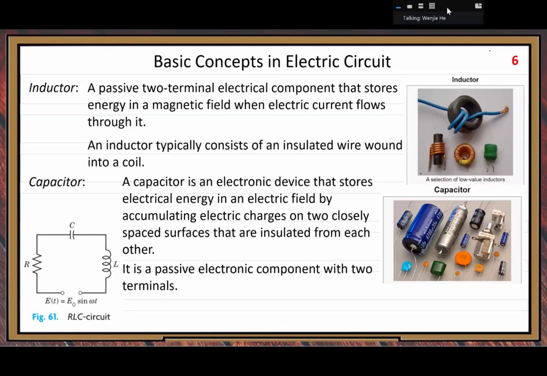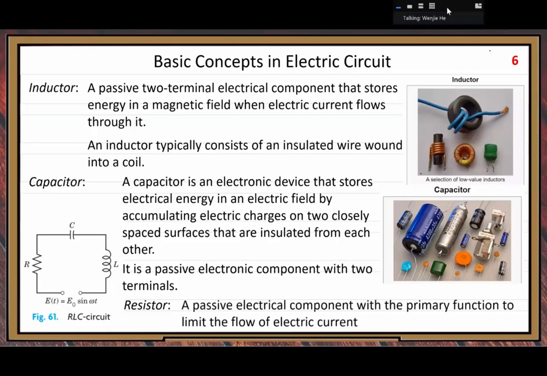Then a resistor. A passive electrical component with the primary function to limit the flow of electric current. Limit the flow, control it. Otherwise, the electric current would be too easy, too fast. So that is the resistor. All right.